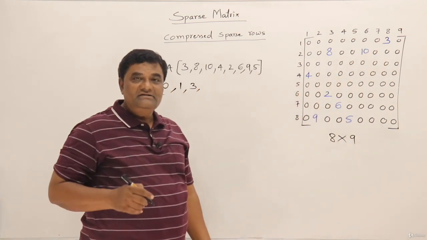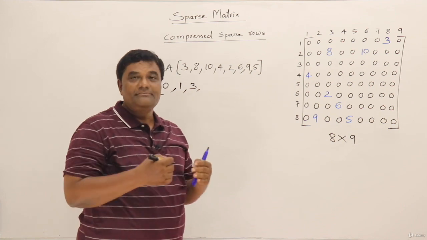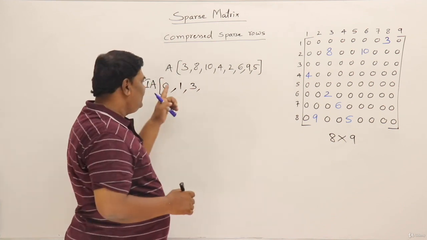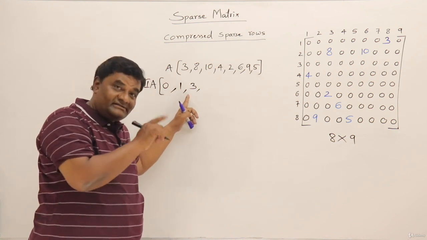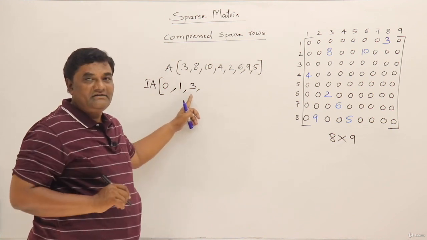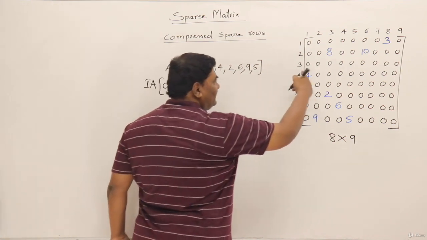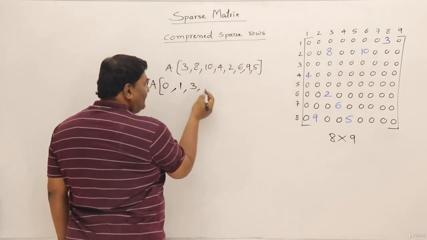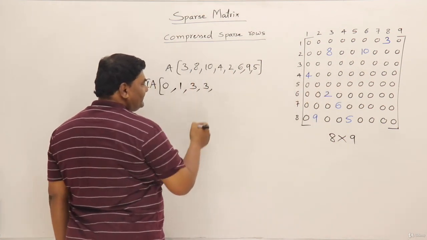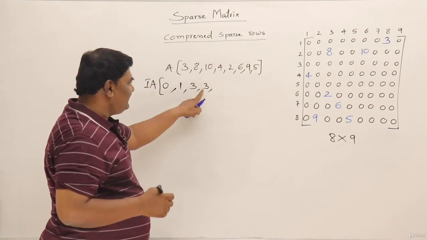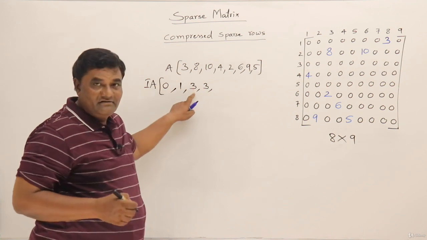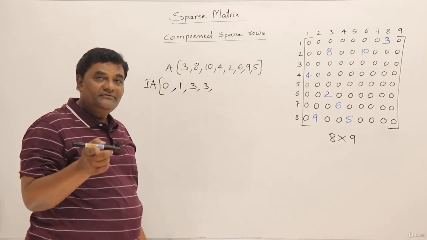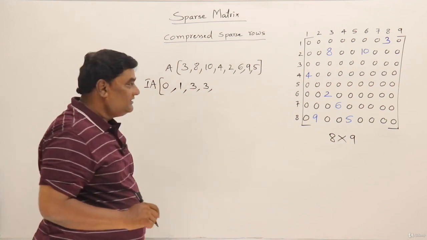So this will take the cumulative of the number of elements. Initially there is 0, then the first row has 1 element, then till the second row a total of 3 elements are there. Then in the third row there are no elements, so it should be 0, but this previous number we will take. So this shows that 3 minus 3, there are 0 elements here. 3 minus 1, there are 2 elements here. So we'll take the cumulative of the number of elements for each row.